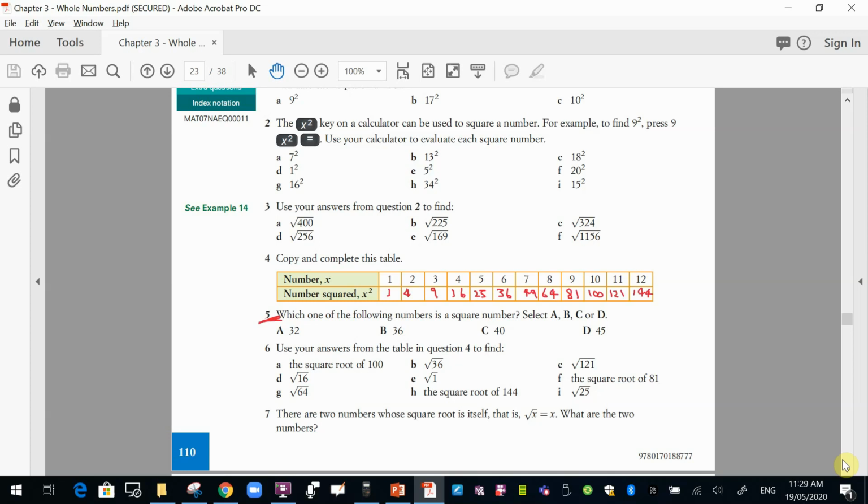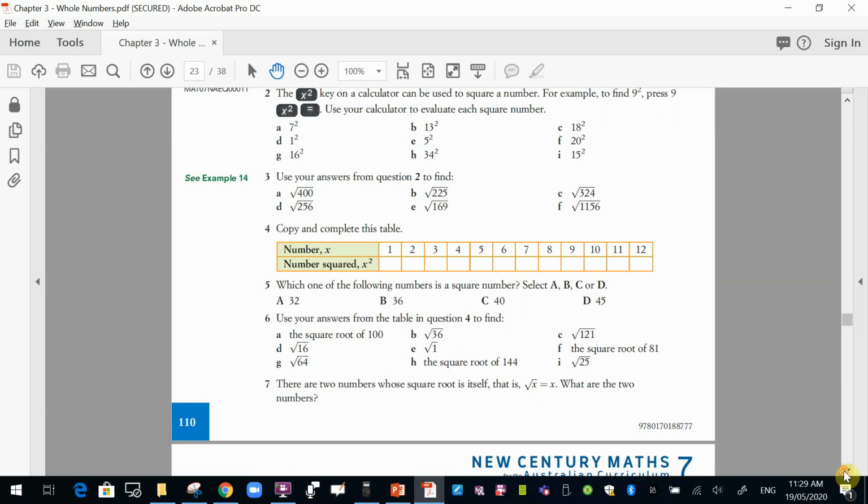Now we're not going to do 5. 6. Use your answers from the table in question 4, so all these ones in red, to find the square root of 100, square root of 16, square root of 36, the square root of 1, the square root of 144. Sometimes they use a sign, sometimes they write the words. Let's do this one. Square root of 64. Let's find 64 along here. There it is. And 8 times 8 is 64. So the square root of 64 equals 8. Let's move on.